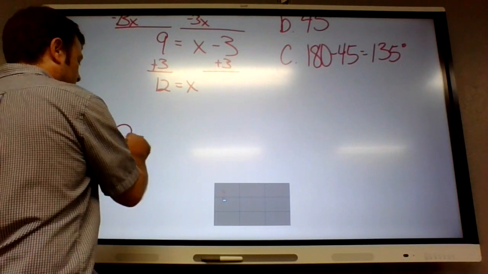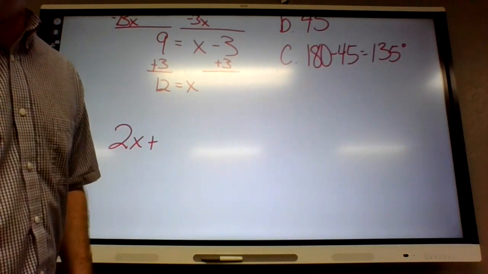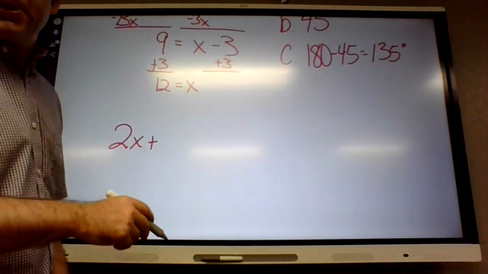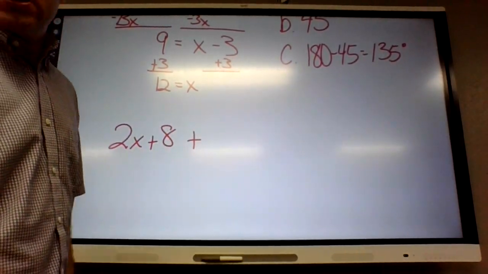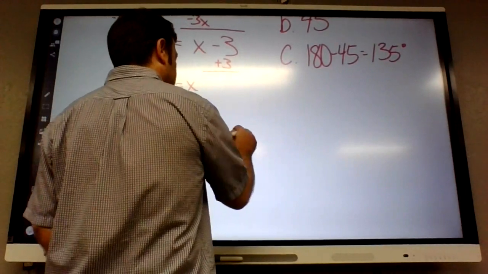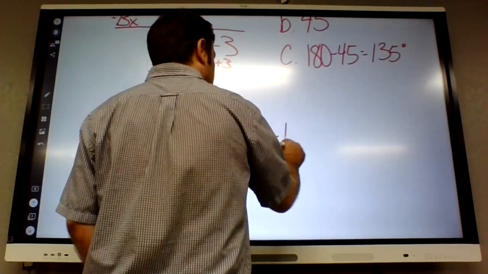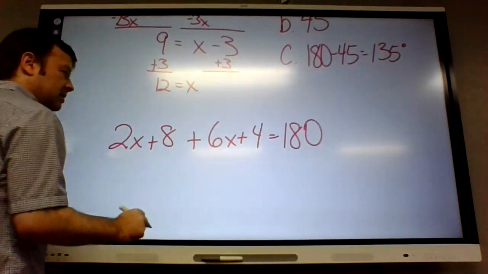So, I guess I will do the first step. I won't go the whole way. It's 2x plus 8 and 6x plus 4. It might have been the other class too. I don't really remember who did what. But they add up to 180.